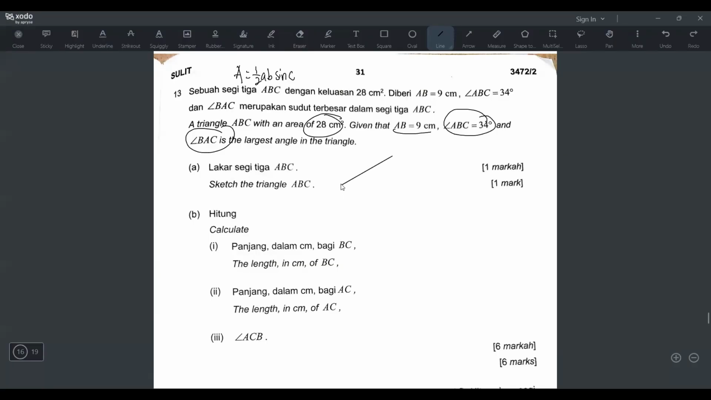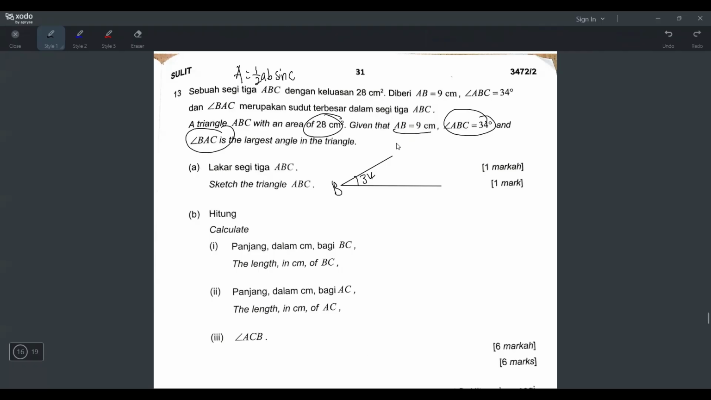This is a sketch question, so you don't have to use the protractor to measure 34. No need. If it's a sketch, it's approximate only. So this is approximately 34, right? Okay, so make this 34, and this will be B. But for the AC, you have to be careful because they say AB has to be 9 cm, right? And then BAC has to be the largest angle.